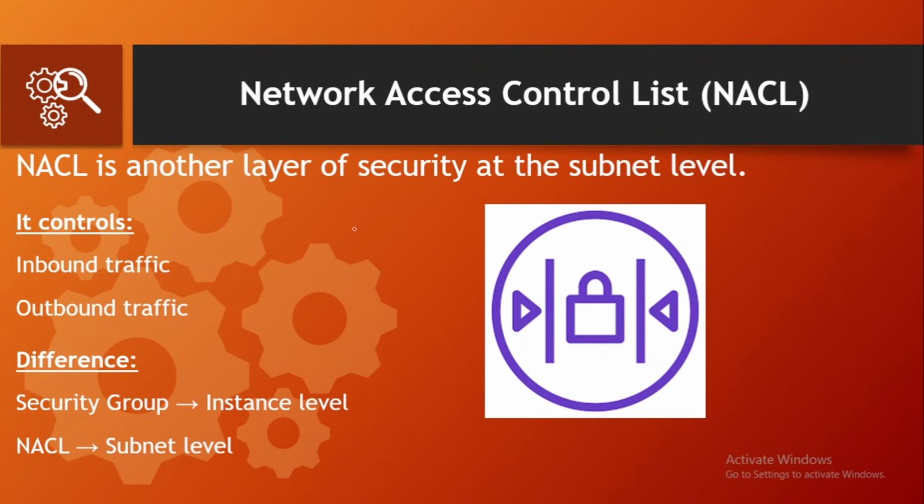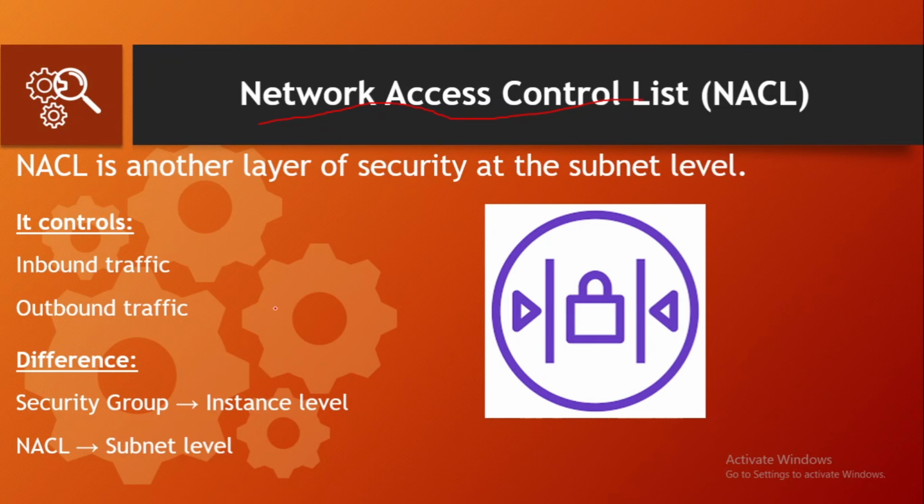Now let's talk about another feature in AWS called Network ACLs, which is also known as Network Access Control List, NACLs. A network access control list is an additional layer of security that works at the subnet level. So a security group works at the instance level and a network access control list works at the subnet level. So remember this: security groups protect EC2 instances while network ACLs protect the entire subnet.